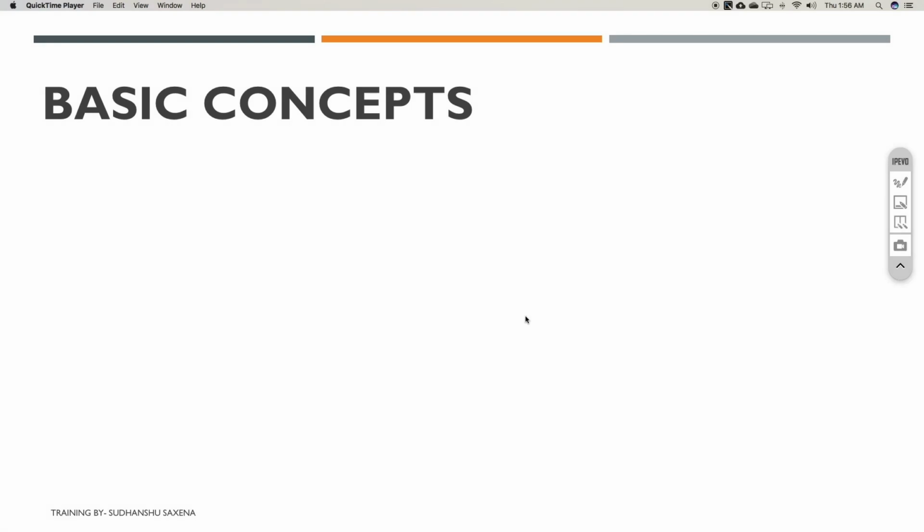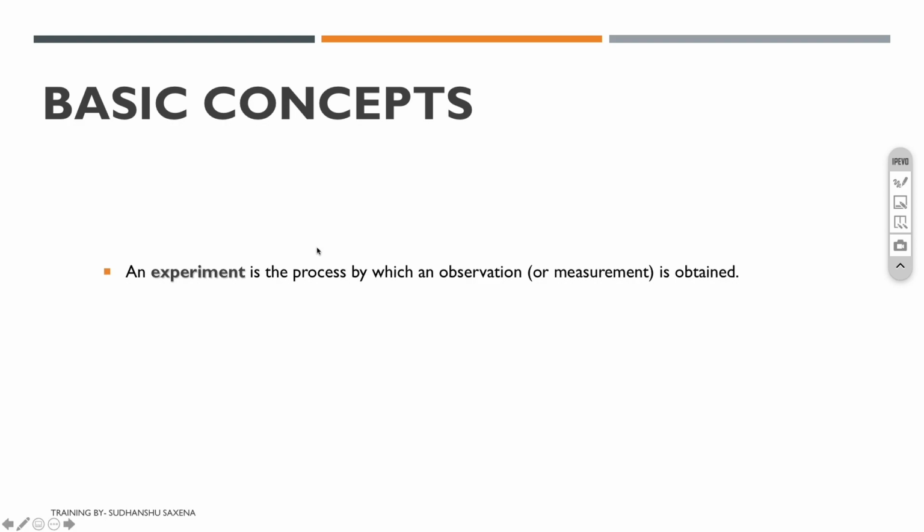As we have understood what probability is and how to calculate it, there are some basic concepts we want to understand. These basic concepts will help you understand more and more logic in probability. So first things first, we want to talk about an experiment. An experiment is the process by which an observation or a measurement is obtained.